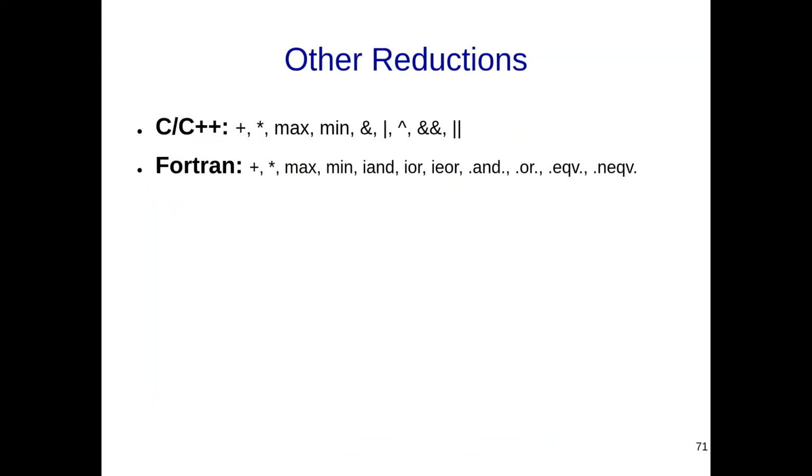There are other reductions possible. For example, apart from plus, you can have a star, max, min, ampersand, or XOR, and then the logical ampersand and logical OR. All of these are supported in C++. In a similar manner, all of these are supported in Fortran also. Apart from that, there are equal to and not equal to, which are also supported in the case of Fortran.